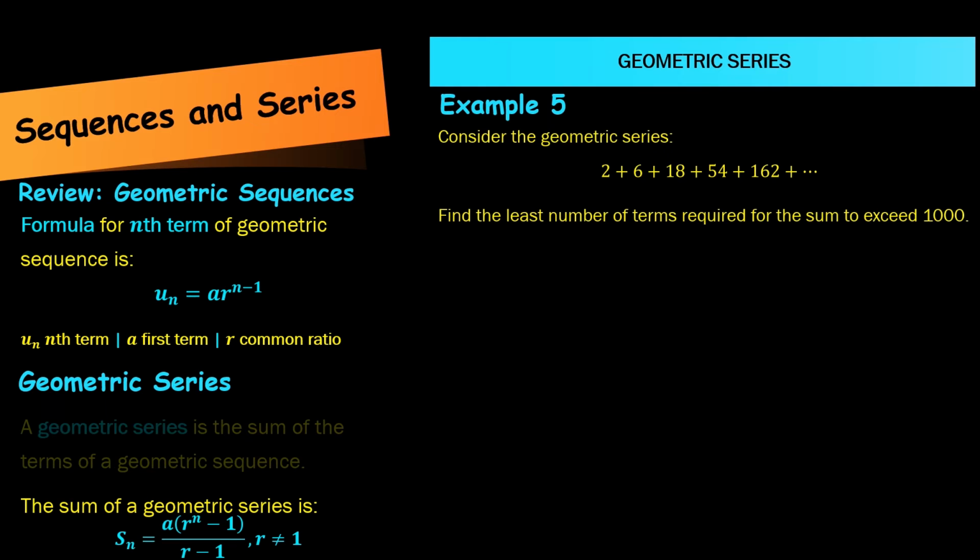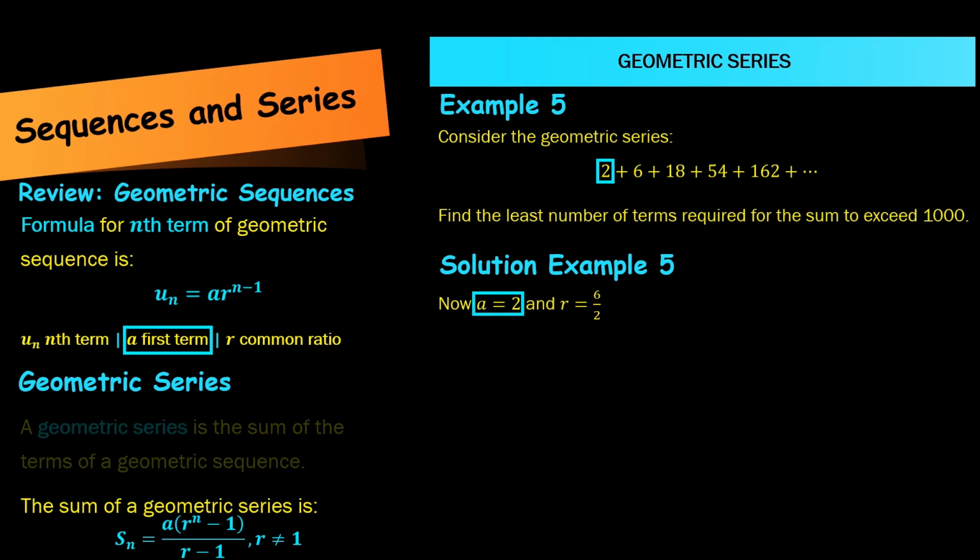So here we're required to consider the geometric series 2 plus 6 plus 18 plus 54 plus 162 and so on. We are required to find the least number of terms required for the sum to exceed 1000. So let's solve this. We have that the first term a is equal to 2, and the common ratio r is equal to 6 over 2. We've divided the second term by the first term. And this of course gives us 3, so r equals 3.